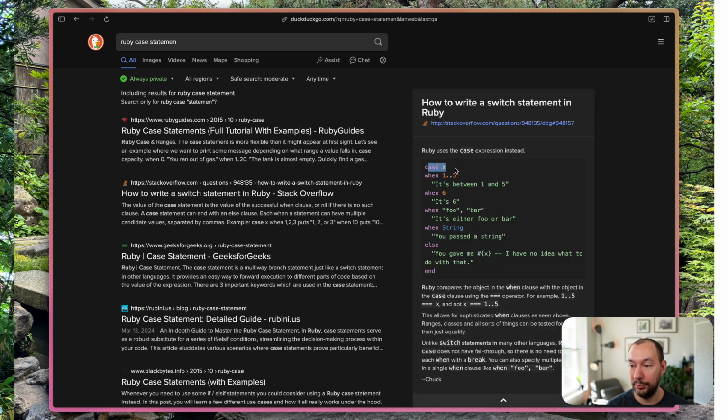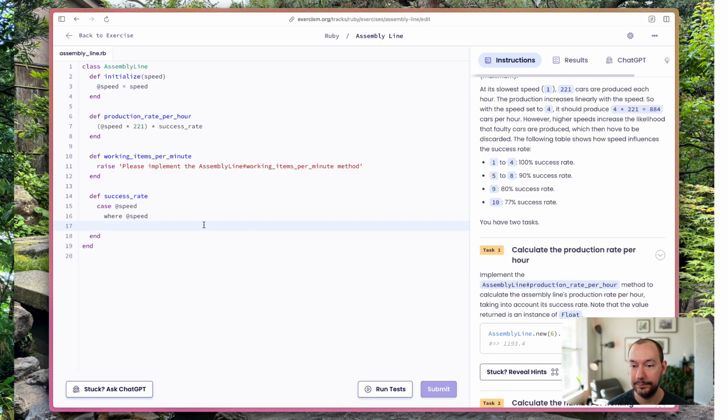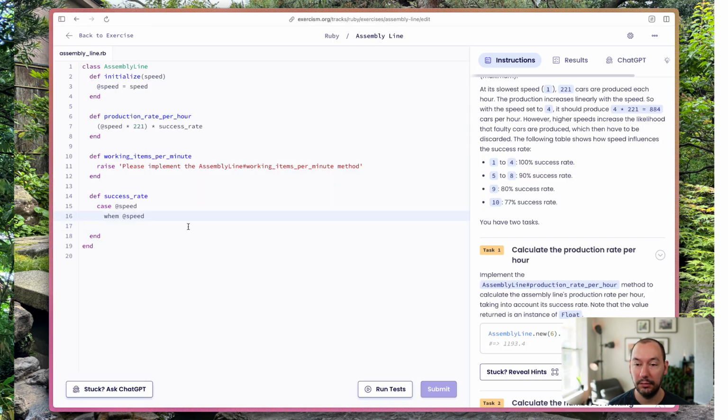Case X, so speed, when 1 to, oh, that's okay, yeah. I kind of like this. And then else would be your default, right? So if you're not familiar with case statements, instead of an if statement where it's if, else if, etc., we're giving it specific cases to look for. Look, now it suggests it.